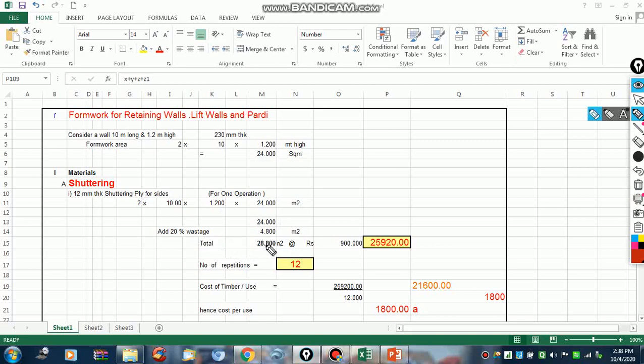Total is 28.8 square meter at the rate of 900 rupees will make 25,920. The number of repetitions I consider is 12. So the cost of plywood per use will be 25,920 divided by 12 is equal to 1800 rupees. This is what I call item A.